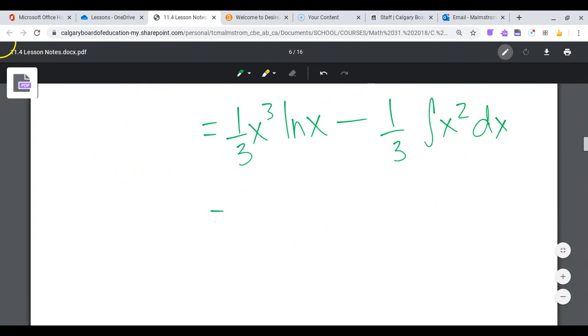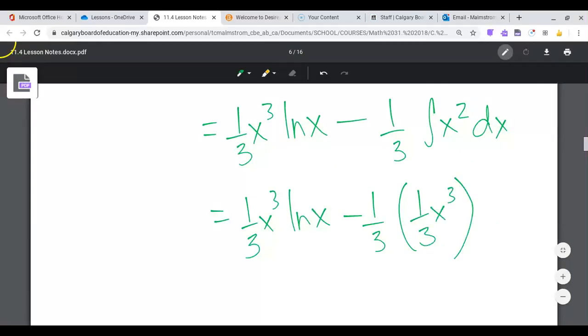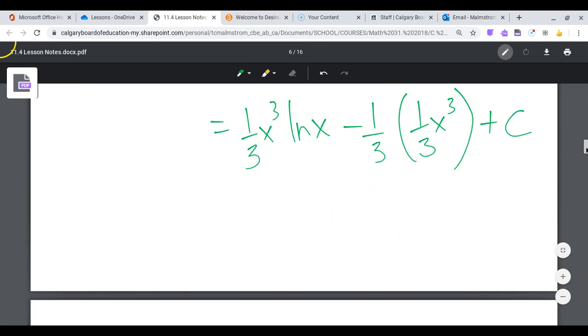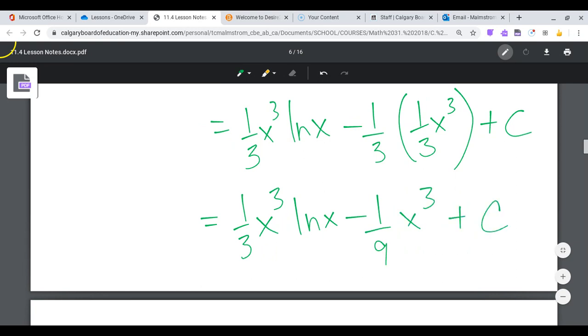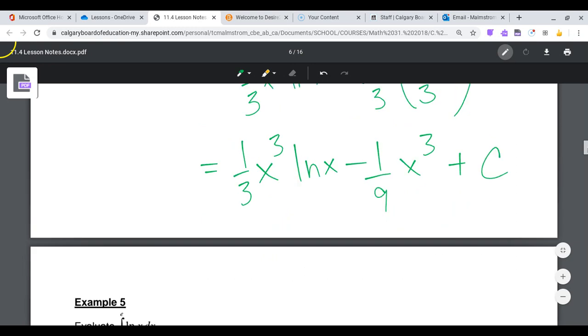So this is equal to 1/3 x cubed ln x minus 1/3 times the antiderivative of x squared, which is 1/3 x cubed, plus c. And then we just tidy that answer up. So we get 1/3 x cubed ln x minus 1/9 x cubed plus c. Voila! What happens if they ask you for a definite integral?